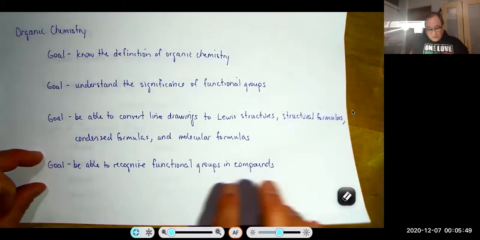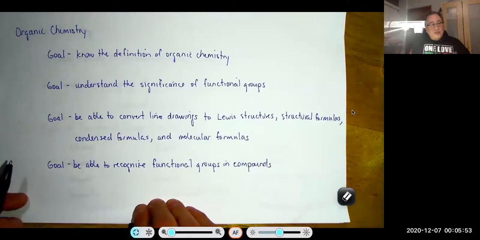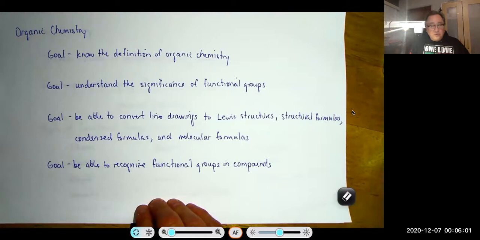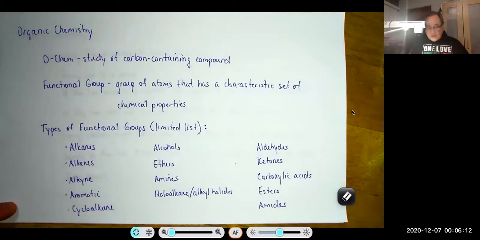Okay, so the first goal, know the definition of organic chemistry. Second goal is understand the significance of functional groups. And then the third would be to be able to convert line drawings to Lewis structures, structural formulas, condensed formulas, and molecular formulas. And finally, be able to recognize functional groups in compounds. So let's take a look at organic chemistry.